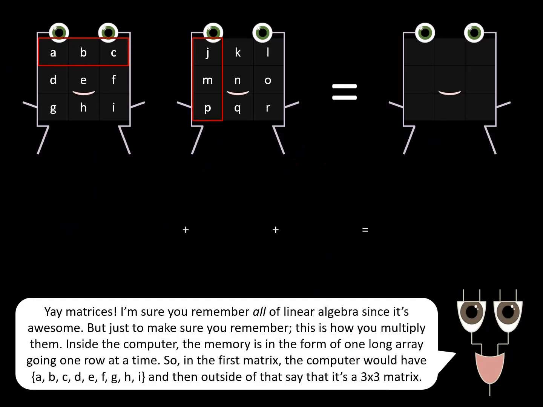Yay, matrices! I'm sure you remember all of linear algebra, since it's awesome. But just to make sure you remember, this is how you multiply them. Inside the computer, the memory is in the form of one long array going one row at a time. So in our first matrix, the computer would have A, B, C, D, E, F, G, H, I. And then outside of that, say that it's a 3 by 3 matrix.